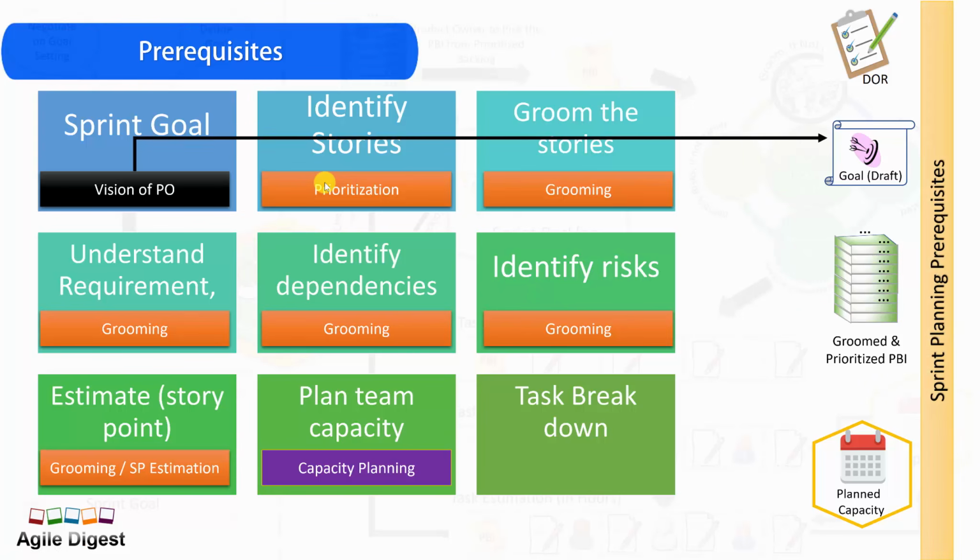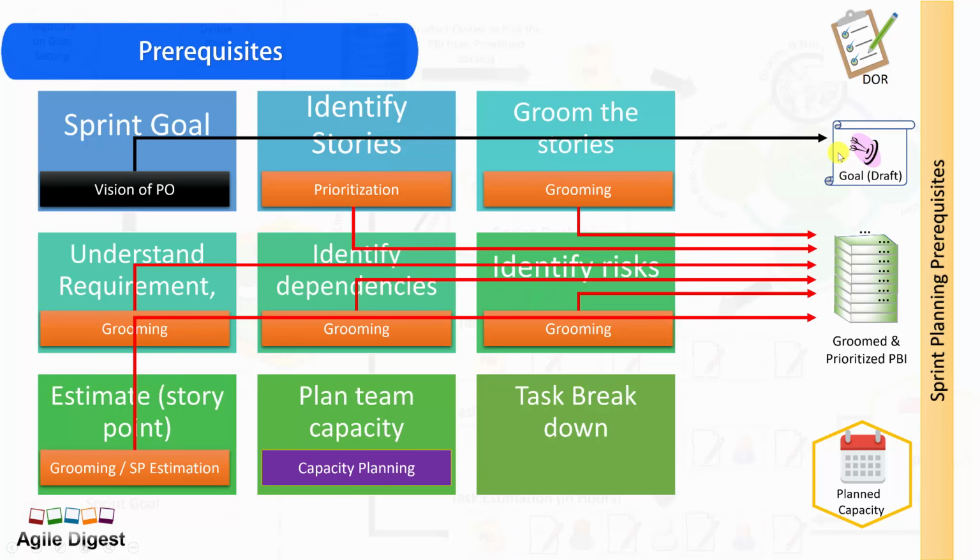If we actually map this, the vision of the PO will help save time on the goal, and the rest of the activities will make the prerequisites ready for the groomed and prioritized backlog, and your capacity planning will save the time for having your capacity ready. So all these activities save time for the sprint planning meeting.